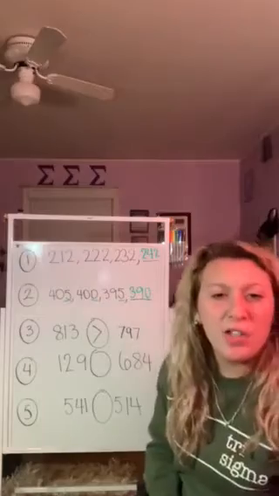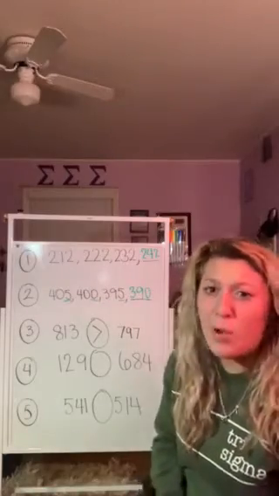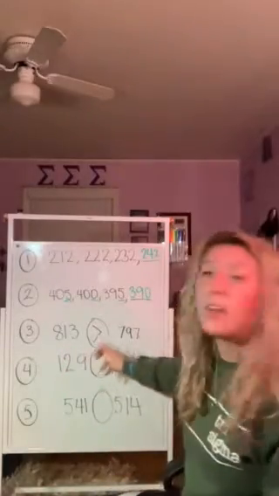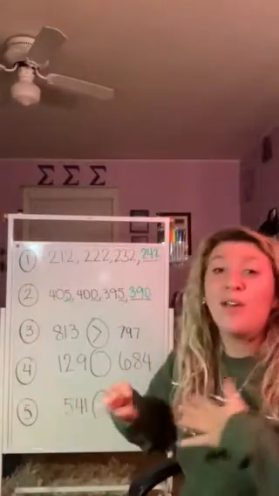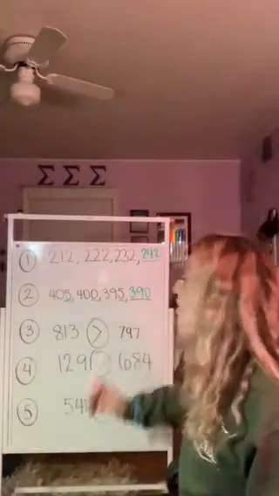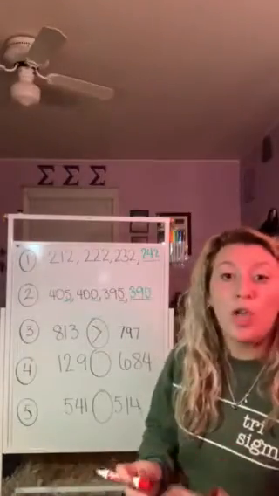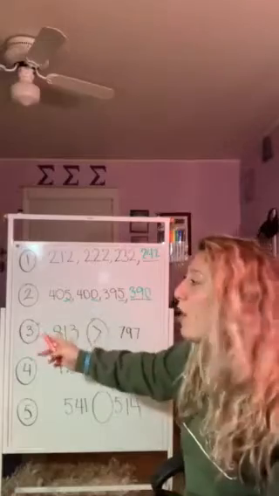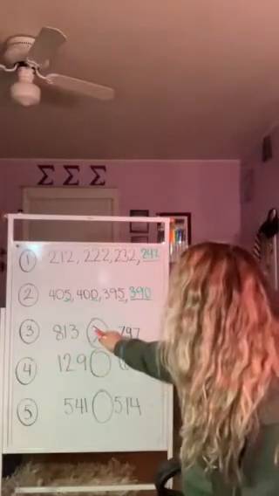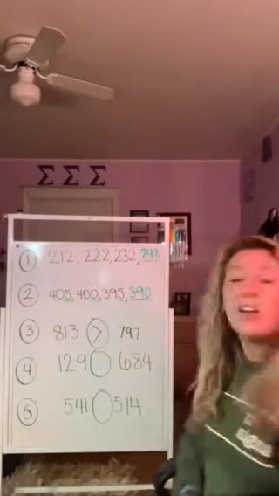But how do we actually read that? Okay, we don't say 813 Pac-Man mouth 797, right? We read that from left to right just like we're reading a book. So if the biggest number comes up first, we say, well, 813 is greater than 797.